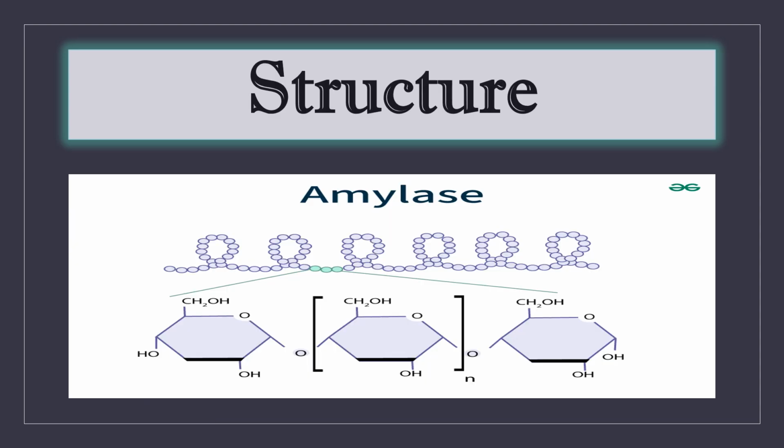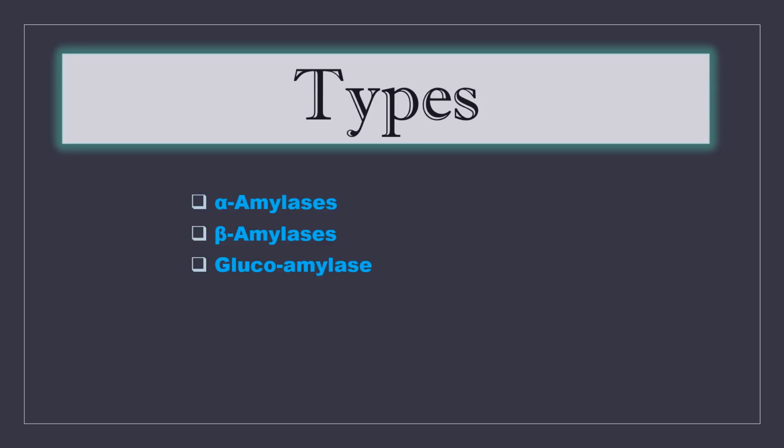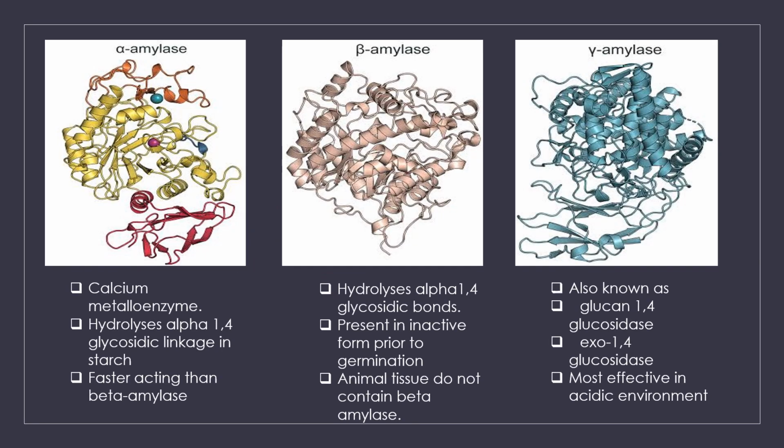This is the structure of amylase. Types of amylase: alpha amylases, beta amylases and glucoamylases. Alpha amylase is called a calcium metalloenzyme. It hydrolyzes the alpha 1,4 glycosidic linkage in the starch. It is faster than beta amylases.